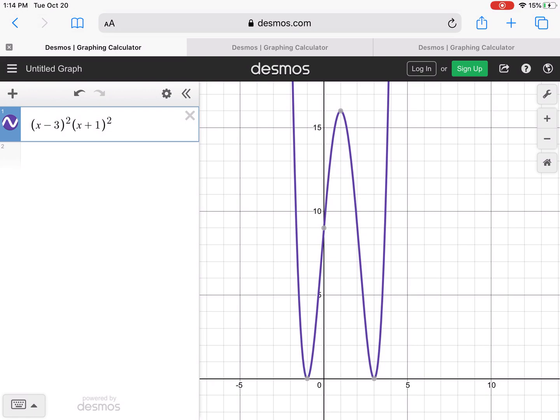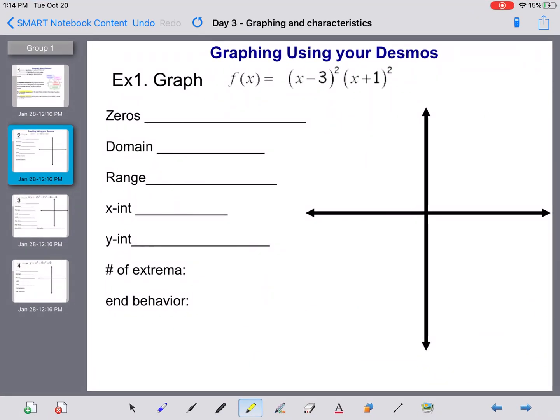We should be able to see that we have a 0 at -1 with a multiplicity of 2, so that's going to be a bounce. We should also see that these points here are all things that we can use to make sure that we get an accurate graph. When we transfer this back over, our zeros are at -1 and 3.